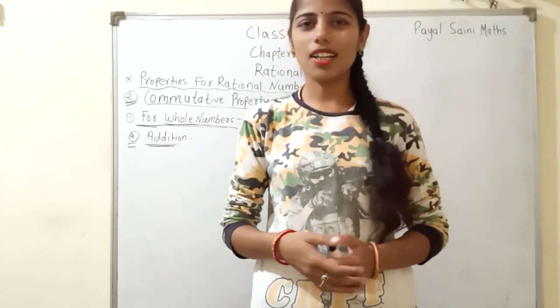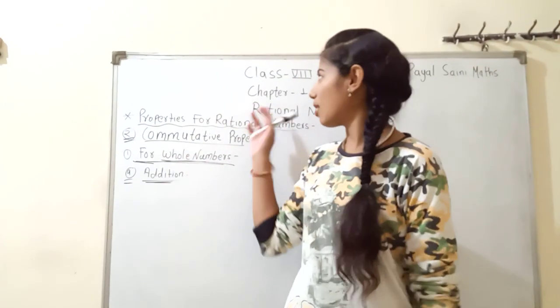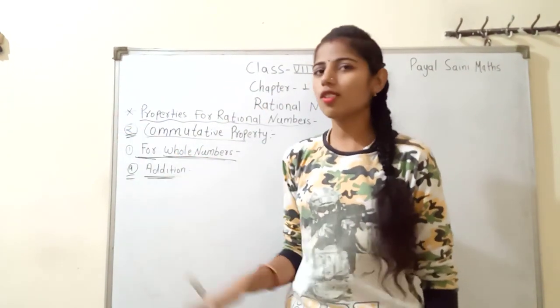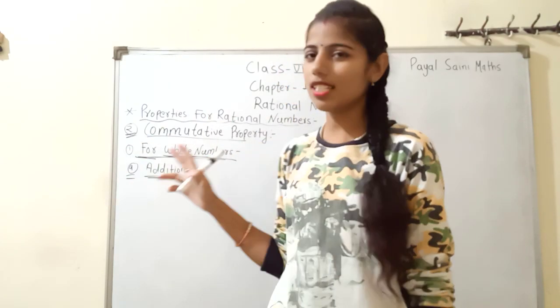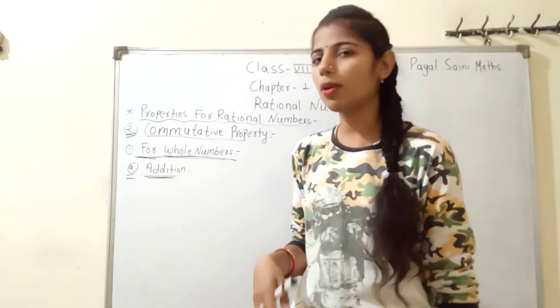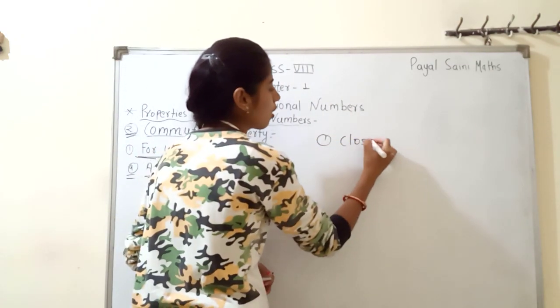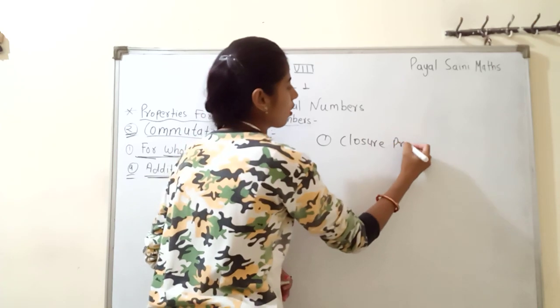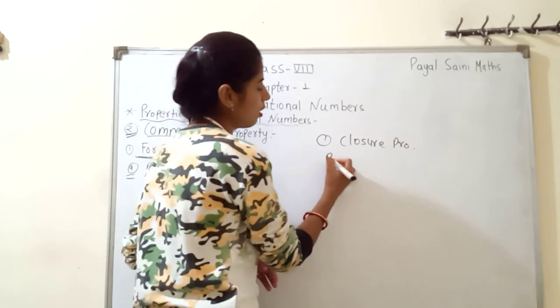And today we start our next topic in 8th class, chapter number one. We already read properties of rational numbers in the last video. First, we already read the closure property. For revision, in the closure property for rational numbers, we already read it.